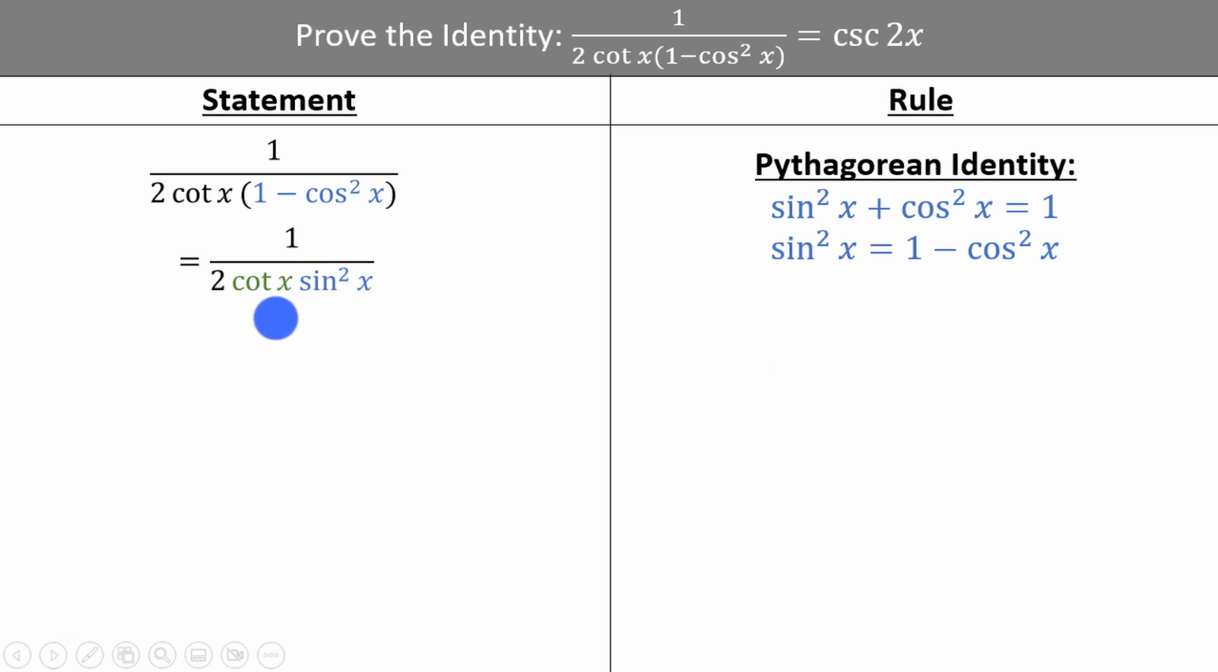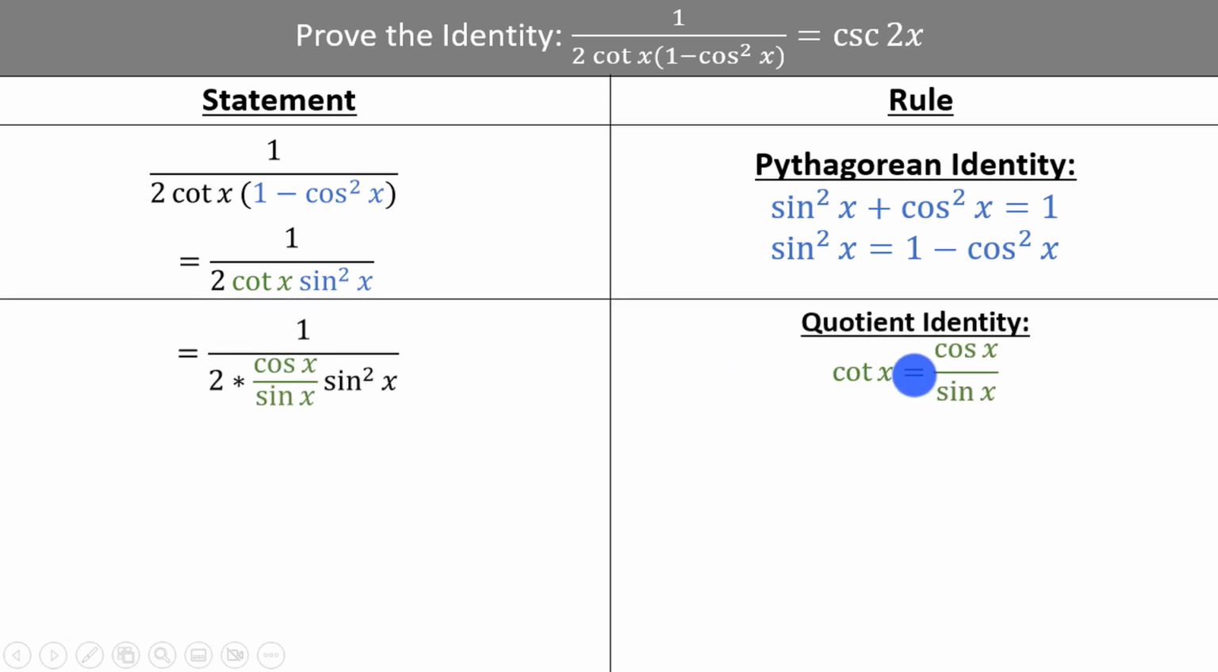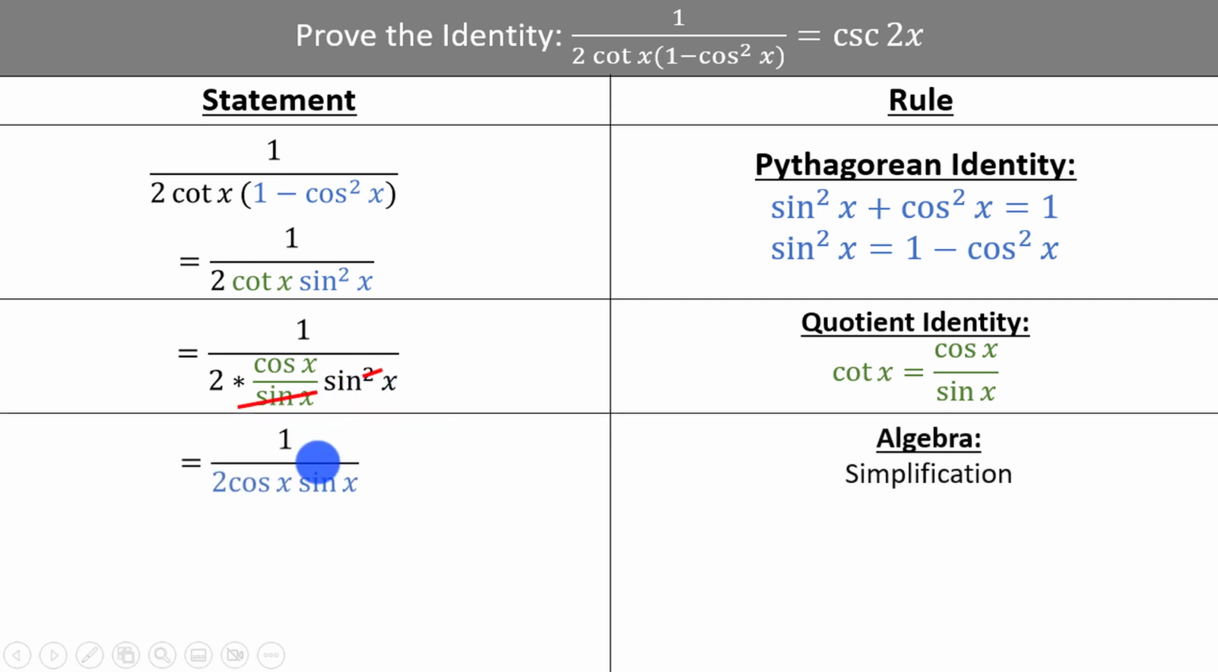Next, I know that cotangent of x is the same thing as cosine of x divided by sine of x by the quotient identity. So I can write this as 1 divided by 2 times cosine of x over sine of x times sine squared of x. The reason I use this identity is because now I have sine squared over sine x, and one of the sines will cancel. I'll be left with 1 divided by 2 times the cosine of x times sine of x.